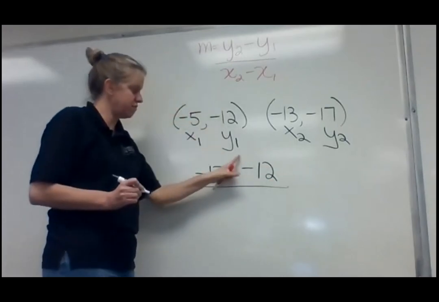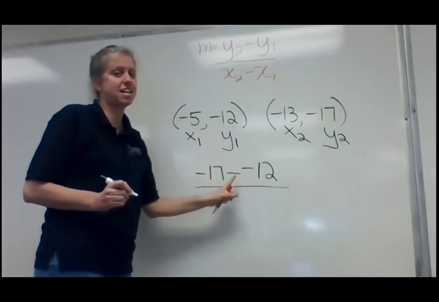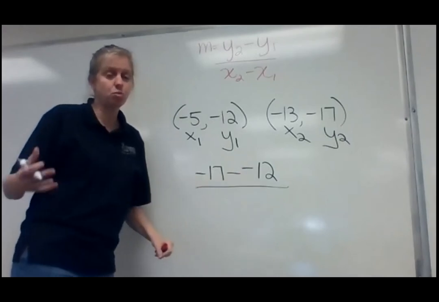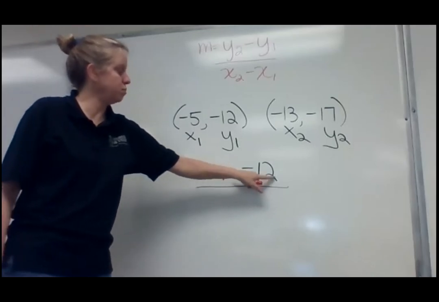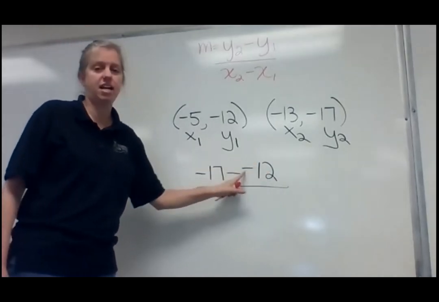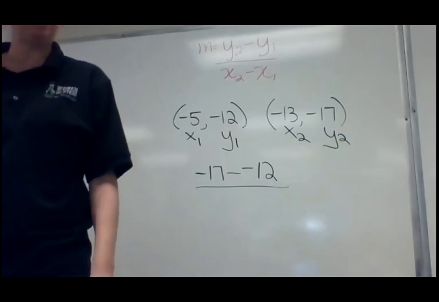So here's where it can get confusing, because right here you're going to have minus and negative. But that's just what it is, right? Because you have the minus that comes from the slope formula, but when you plugged in your first Y, it was negative 12. So it looks funny.